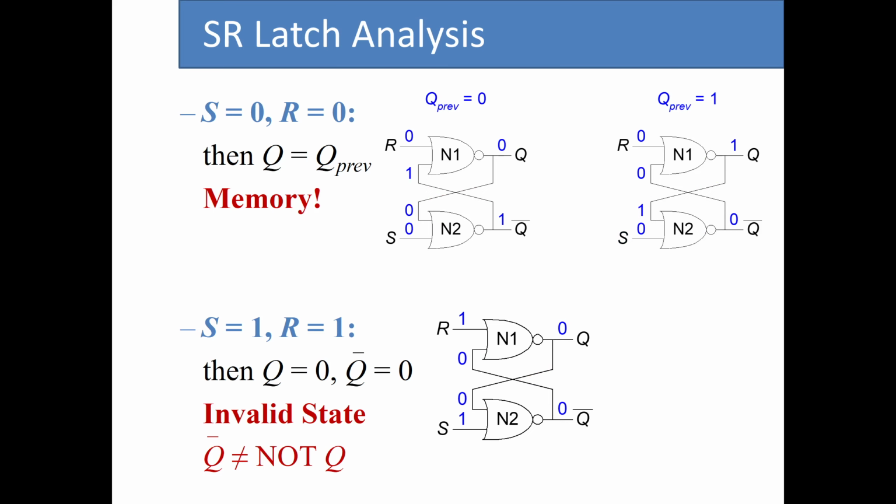So they are not complement of each other. So as I said, when both of them are 0, we have the memory functionality, and then when S and R are both 1s, then we have this invalid state in which Q bar is not the inverse or the complement of Q.